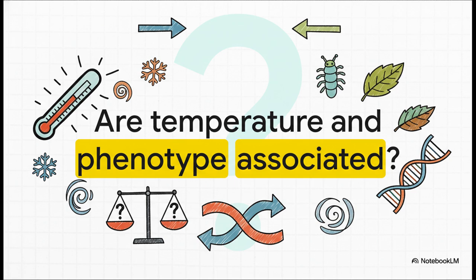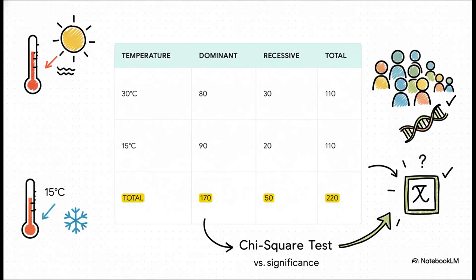Imagine we're studying some organism, and we want to know, does the temperature it lives in have any effect on its physical appearance, its phenotype? Are these two things, temperature and phenotype, connected in some way, or are they totally independent of each other? For this kind of question, we organize our data in what's called a contingency table. It just shows us the counts for every possible combination. So you can see, at 30 degrees, we found 80 with the dominant trait and 30 with the recessive. Down at 15 degrees, we found 90 and 20.